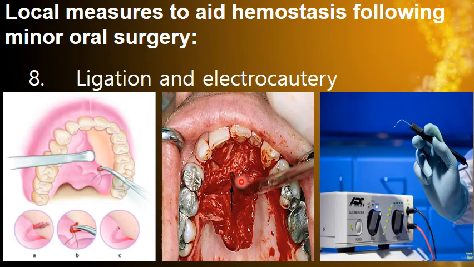Another difference is that electrocautery will seal the damaged vessels by heat, while ligation involves tying off blood vessels with sutures. These are the 8 methods that we could use in hemostasis. Some are available in our clinic.